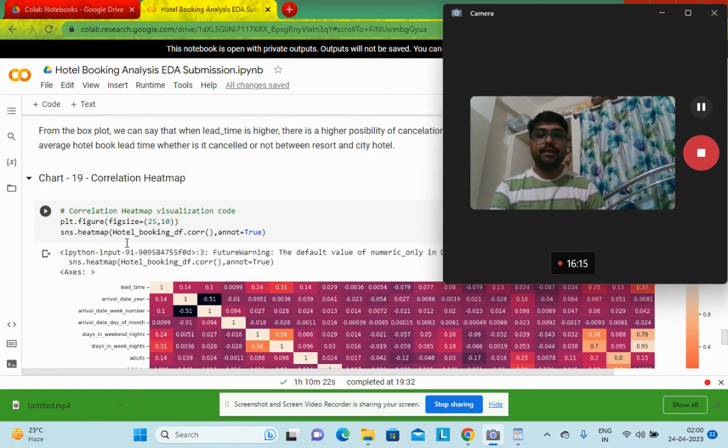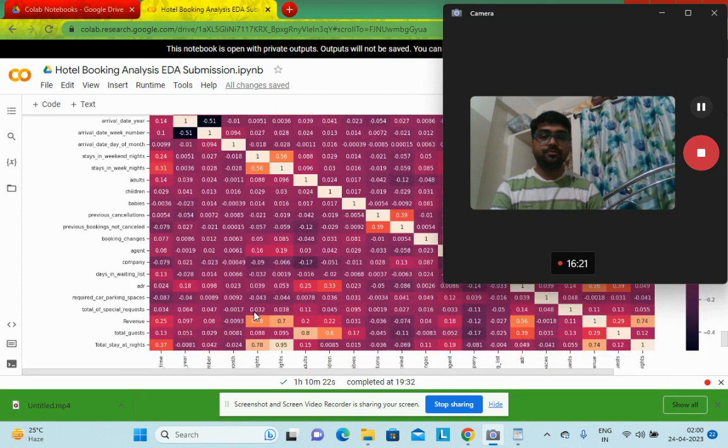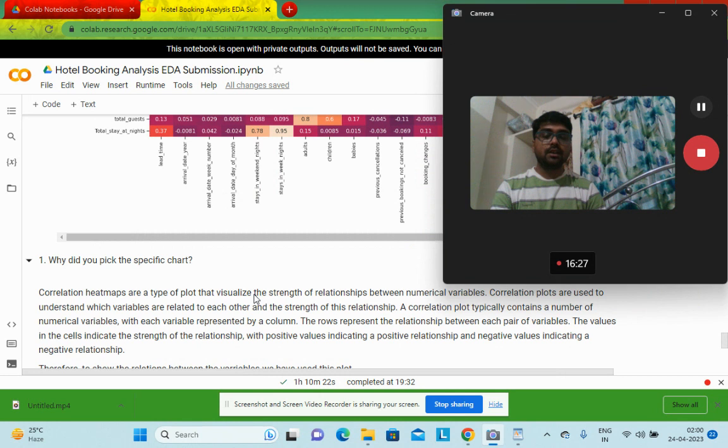Then chart number 19, it is about the correlation heat map. It shows the correlation between the variables, and the relationship between the two variables is determined. If the two variables are having positive values, then that means it's a positive relationship, and for the negative relationship, the two variables must be having negative values.